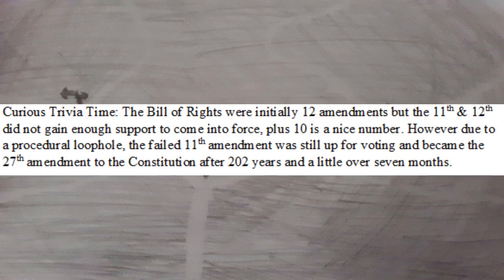Curious trivia time! The Bill of Rights were initially 12 amendments, but the 11th and 12th did not gain enough support to come into force. Plus 10 is a nice number. However, due to a procedural loophole, the 11th failed amendment was still up for voting and became the 27th amendment to the Constitution after 202 years and a little over 7 months.